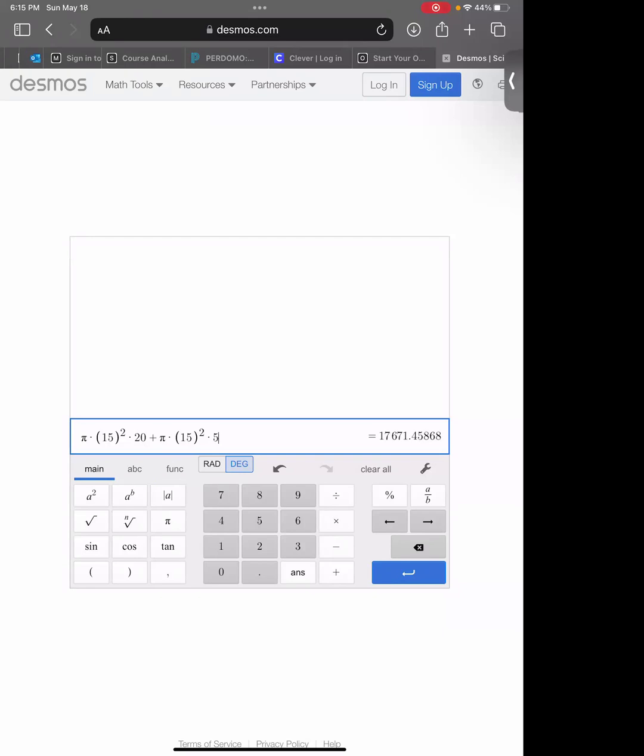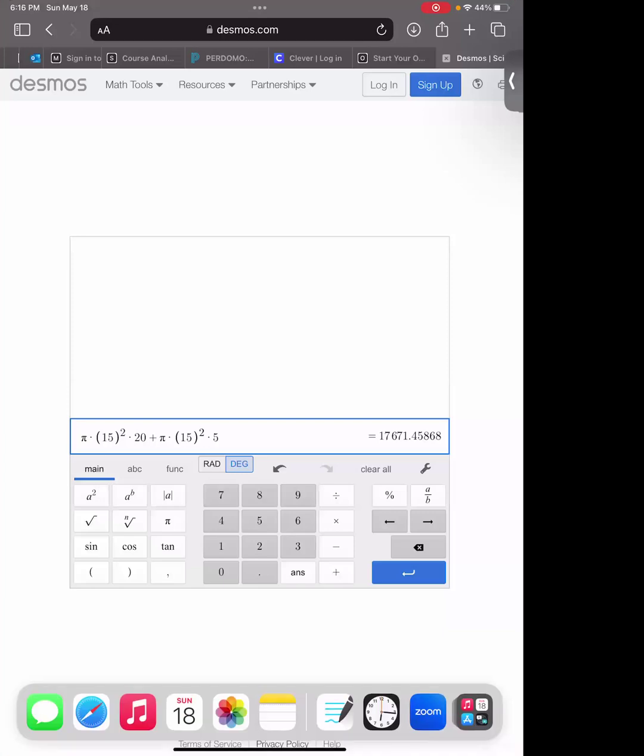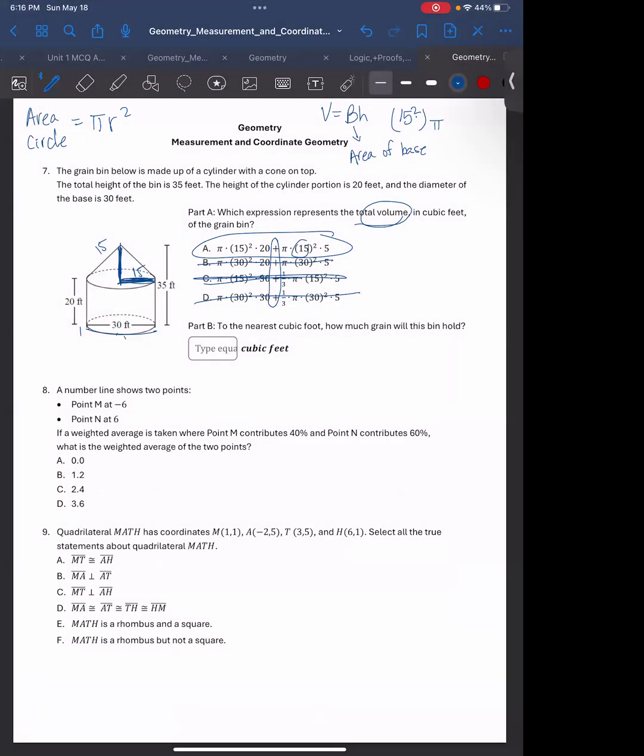And my final answer, now they say to the nearest cubic foot, so a whole number, and that would be 17,671. And that is the correct answer.